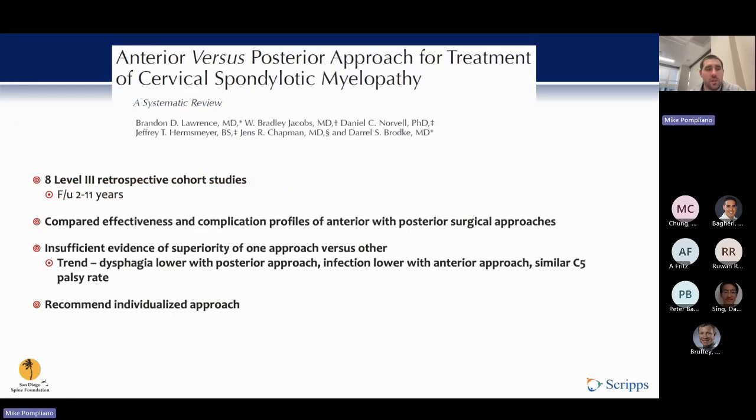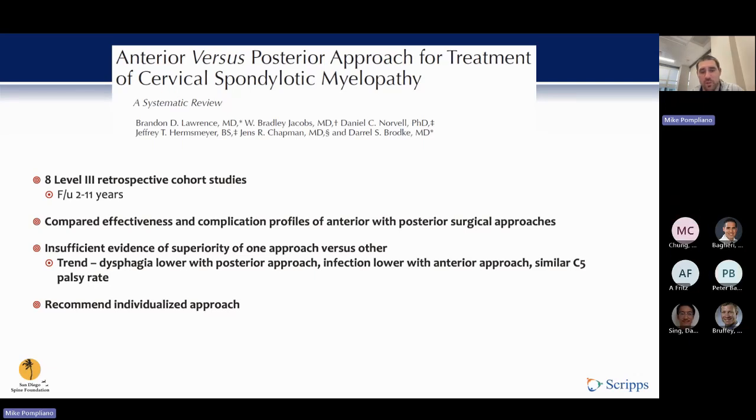This study similarly looked at 8 level 3 retrospective cohort studies, a systematic review in Spine in 2013, comparing the effectiveness and complication profiles of anterior and posterior surgery. Same thing, they saw insufficient evidence for superiority of one versus the other. However, they did find a trend with dysphagia being lower in the posterior approach as expected, considering you're bypassing the ventral structures, and infection lower with the anterior approach, with a similar C5 palsy rate. And they also recommended an individualized approach.